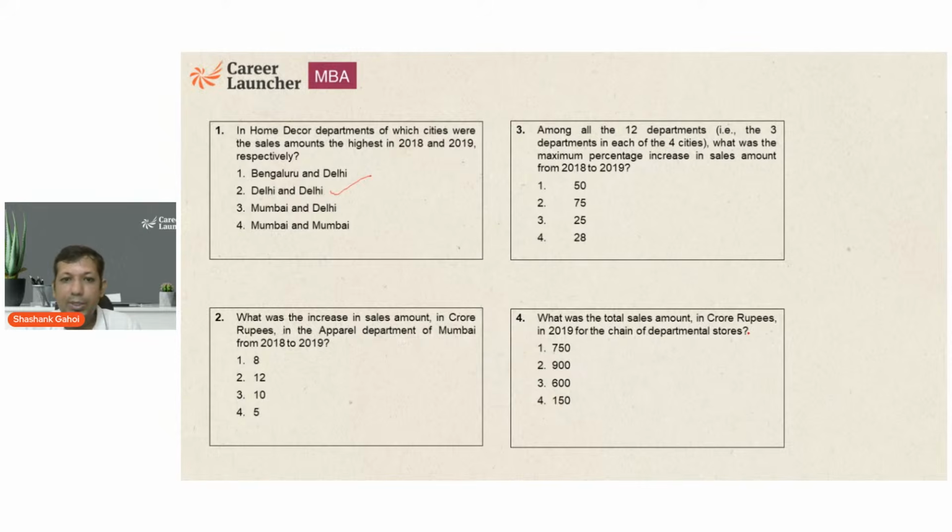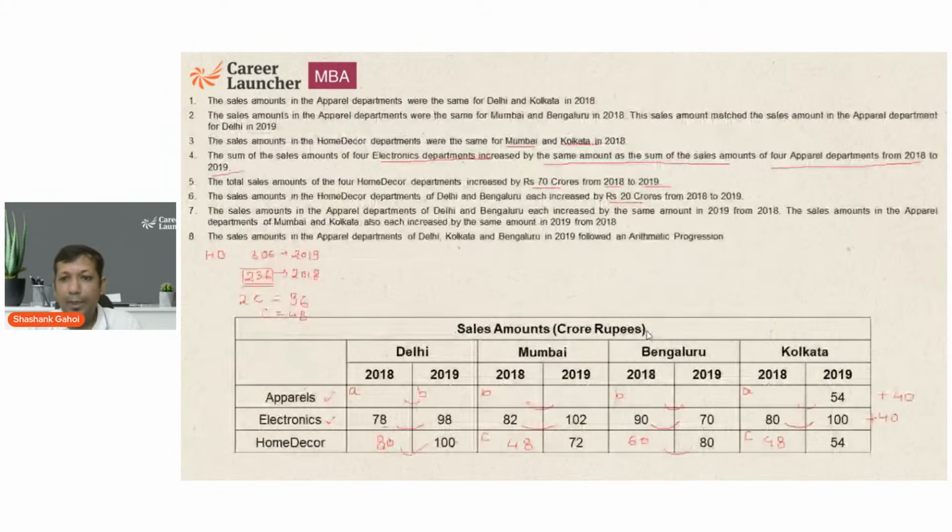Okay, so it is the total sale. Okay, what is the increase in the sales amount in crore rupees in apparel department in 2000? Okay, among the 12 departments, that is 3 departmental stores in 4 cities, what was the maximum percentage increase? We'll see that. Okay, what is the total sales amount in 2019 for all? Okay, okay. So now let me see.